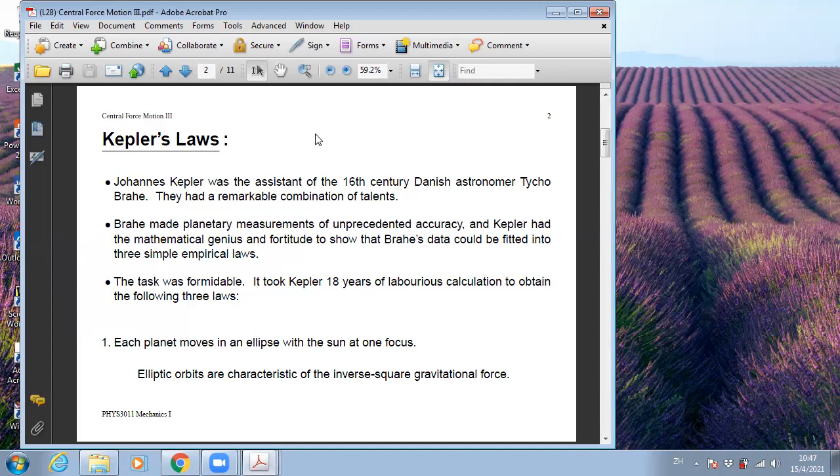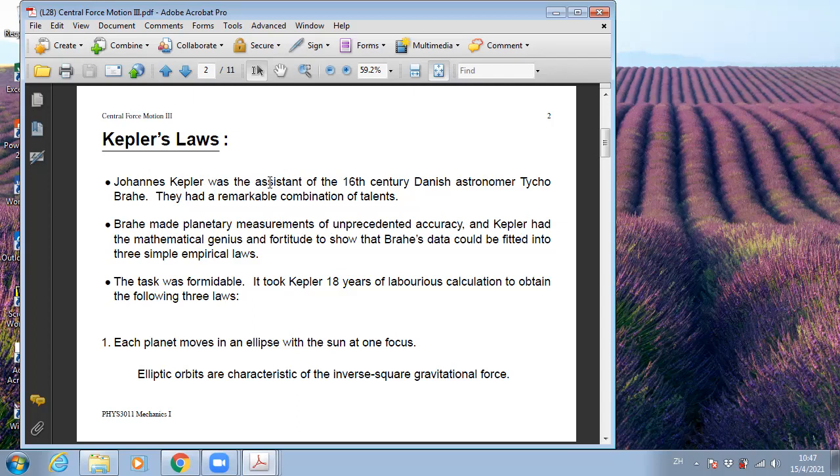All right. They are derived from a set of data, a large set of data. All right, as pointed out here, Johannes Kepler was the assistant of the 16th century Danish astronomer Tycho Brahe.